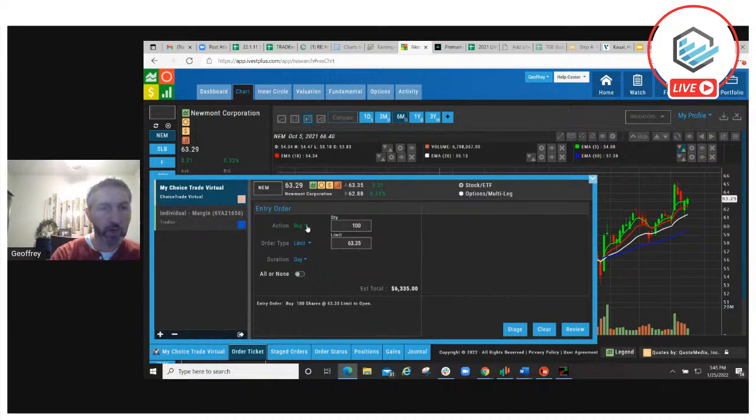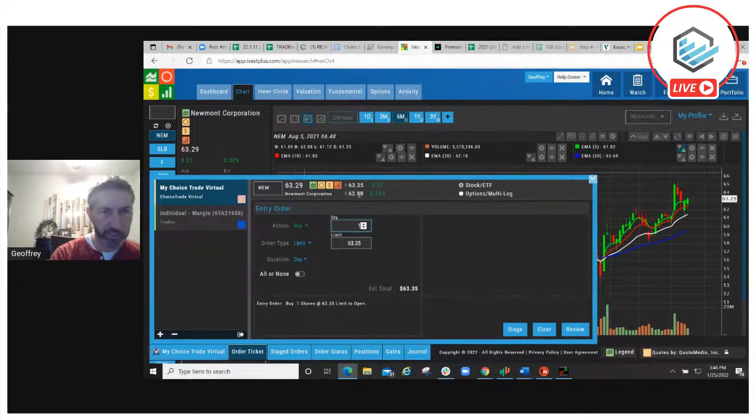Now, do you have to do 100? This defaulted to 100. No, I can go in there and buy as few as one if I wanted to. Again, we're going to keep in mind it's $63 a share. Let's just say I wanted to buy one. This is after hours trading, so the numbers are off. You see where it says the ask is 63.35, the bid is 62.88.